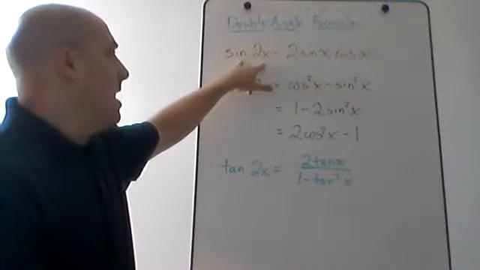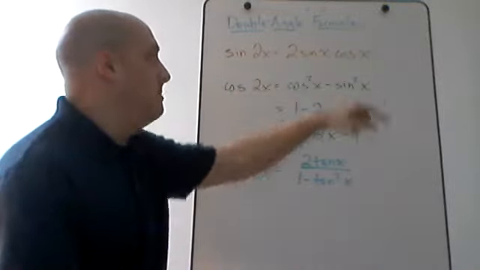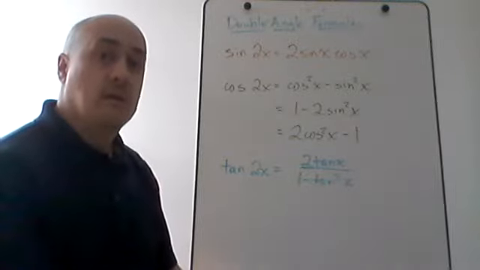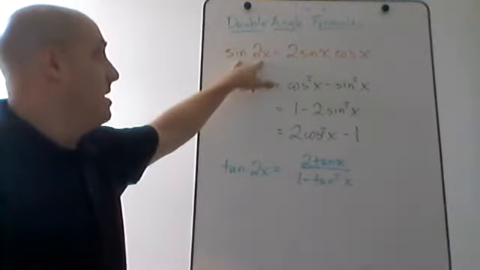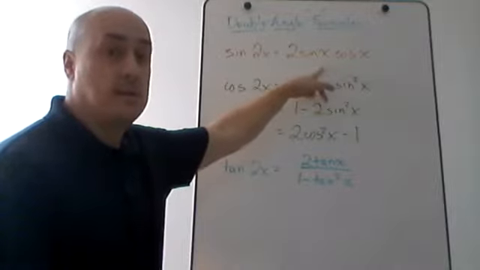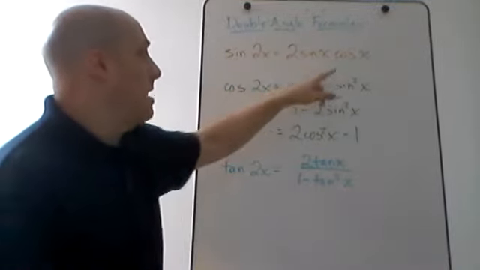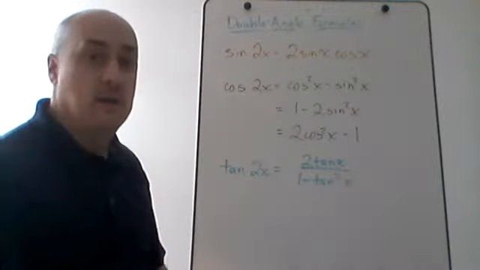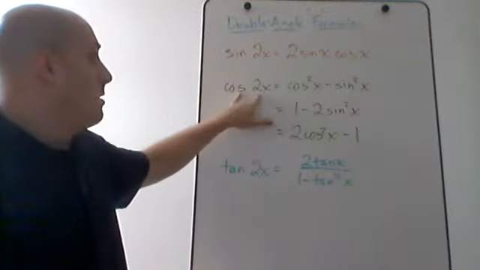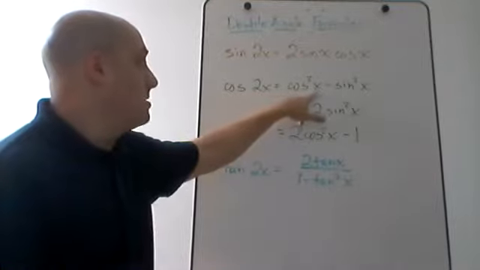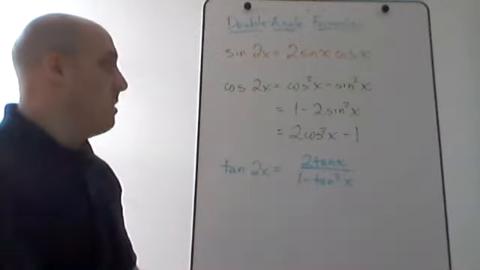Right? So sine of 2x is equal to 2 times sine of x cosine of x. If I have something in this form, sine of 2x, I can convert it to something that looks like this. I can go the other way as well. If I have something that looks like 2 times sine of x cosine of x, I can rewrite that as sine of 2x. Right? Cosine of 2x equals cosine squared of x minus sine squared of x.